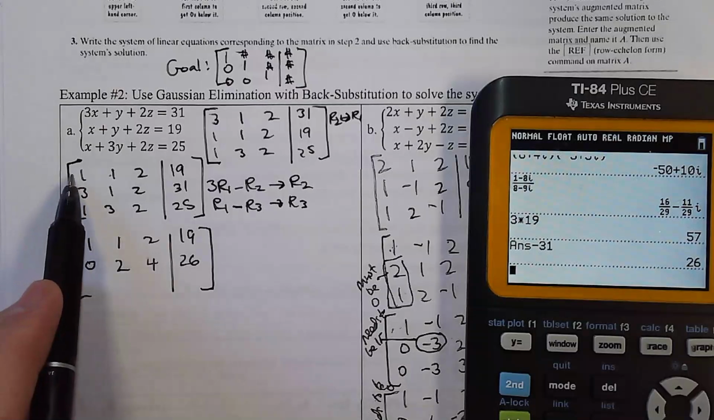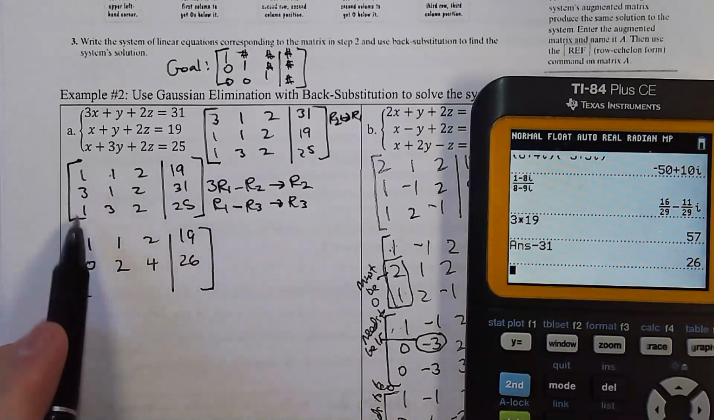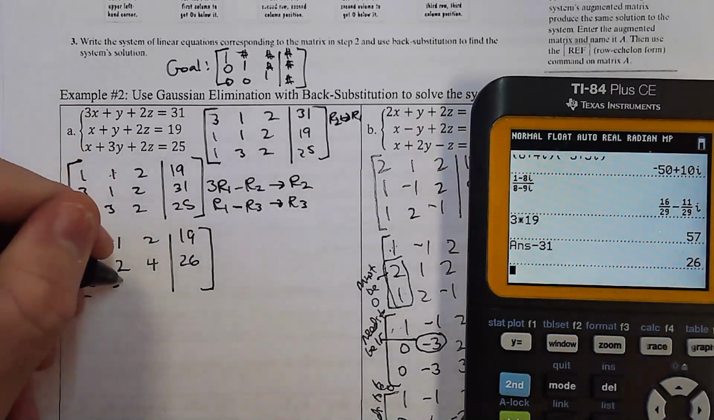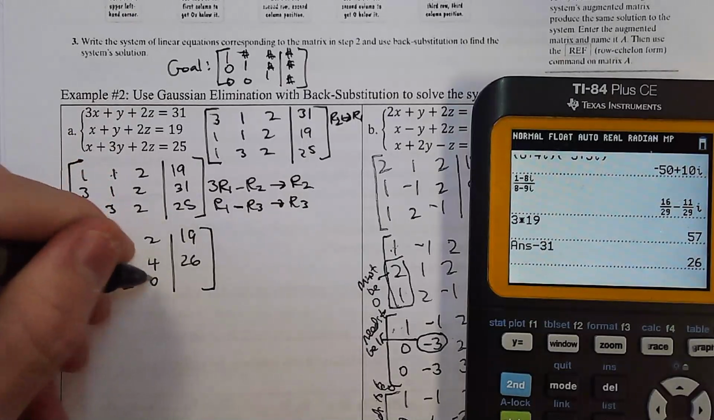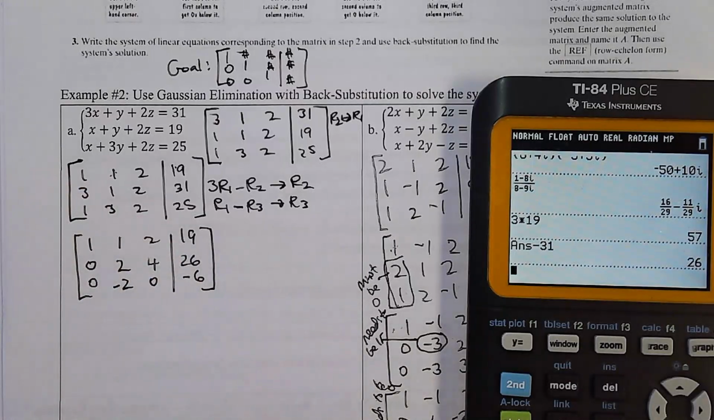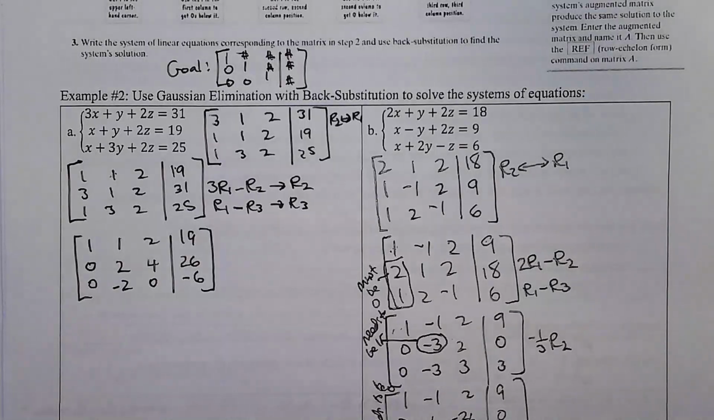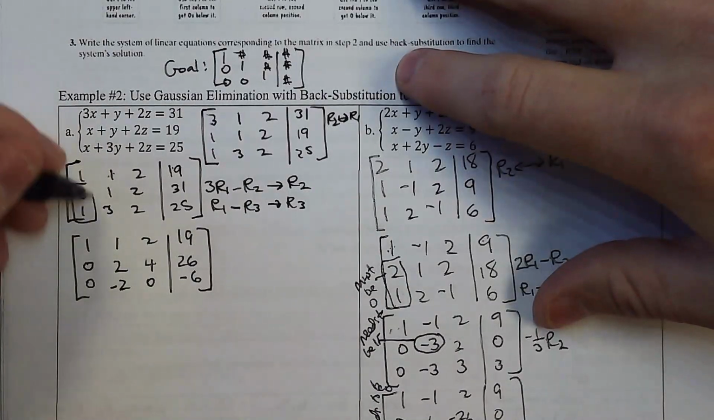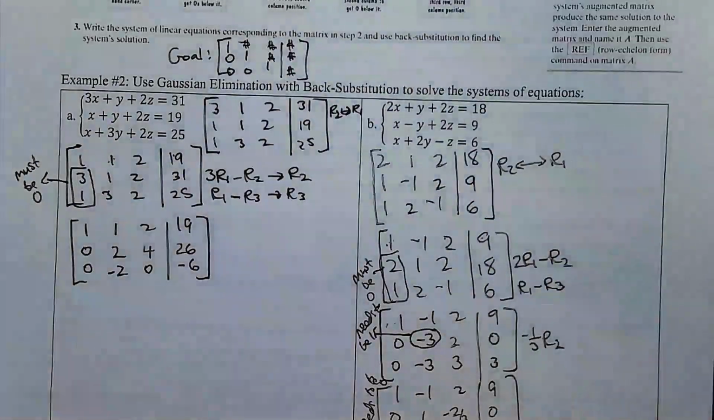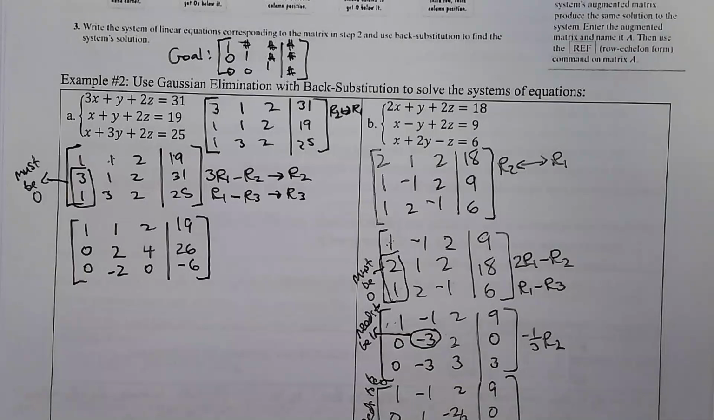Now I'm going to do subtraction. R1 minus R3. What's 1 minus 1? 0. What's 1 minus 3? -2. What's 2 minus 2? 0. It's 19 minus 25, -6. These must be 0. Not the most fun thing.